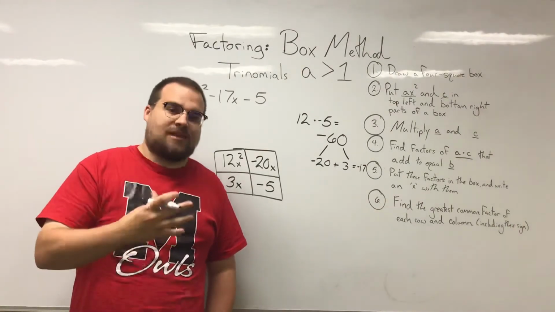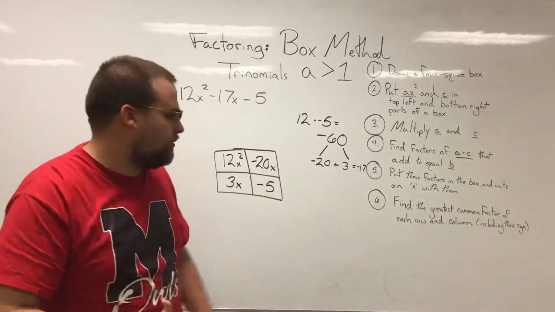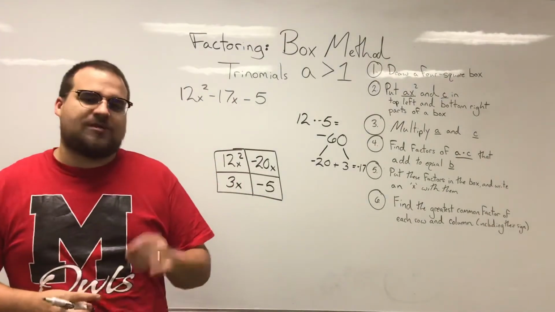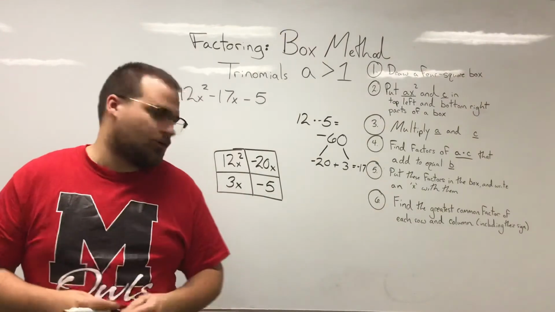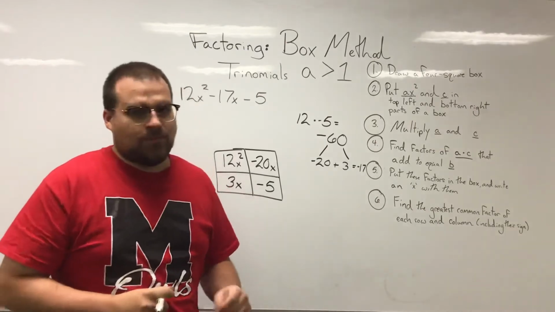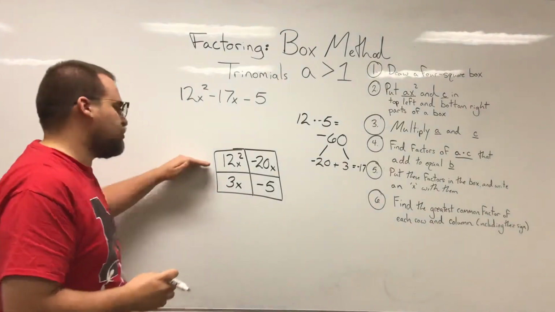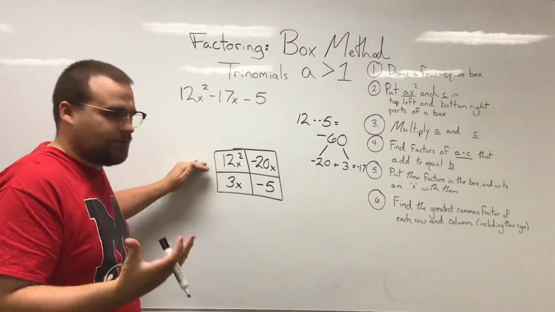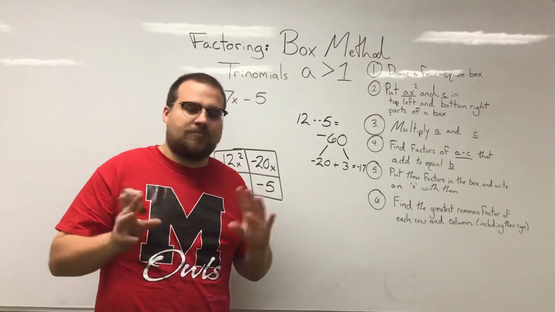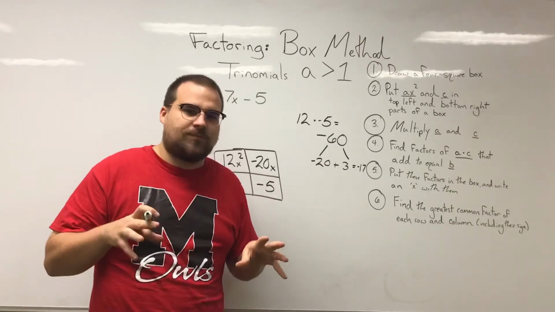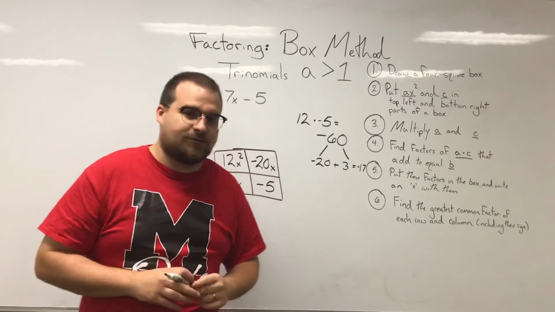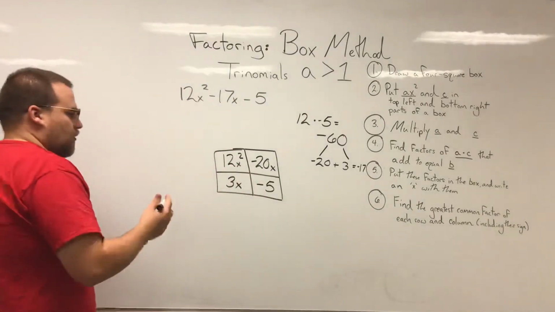The final step to getting our binomials is this right here, step 6. We're going to find the greatest common factor of each row and each column. And we're going to write those greatest common factors out to the side of the rows and top of the columns. That way we can visualize them, and that's going to help us get to our final answer, our final 2 binomial factors. So let's see how this works.